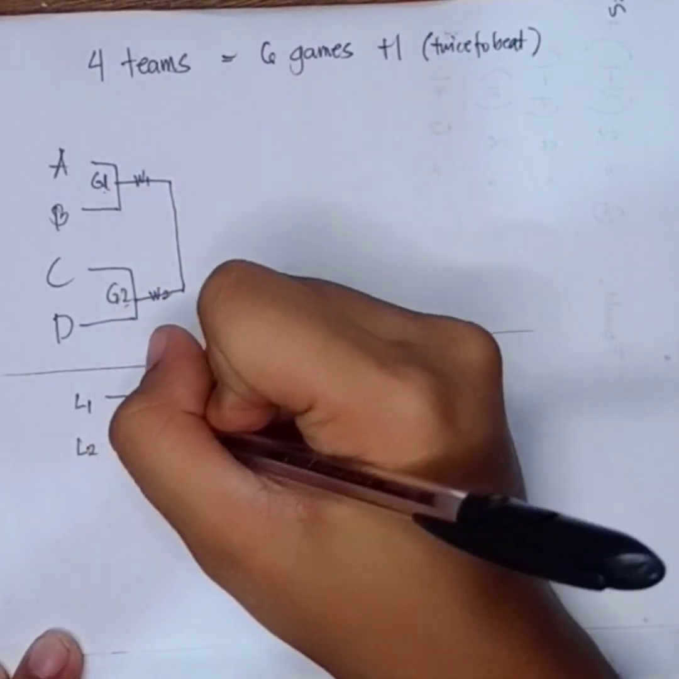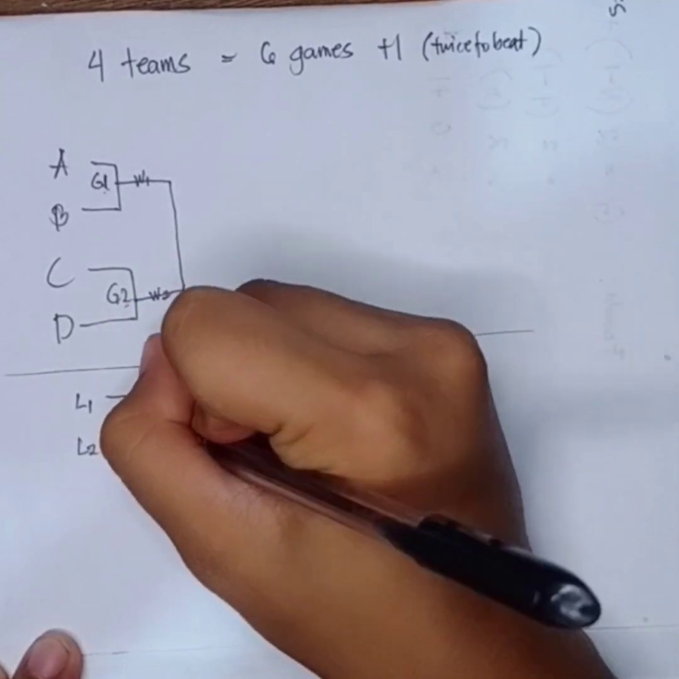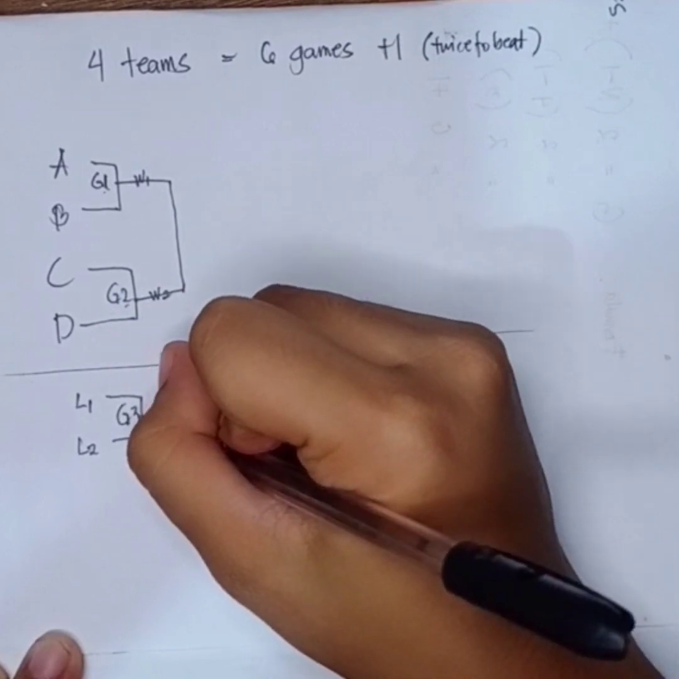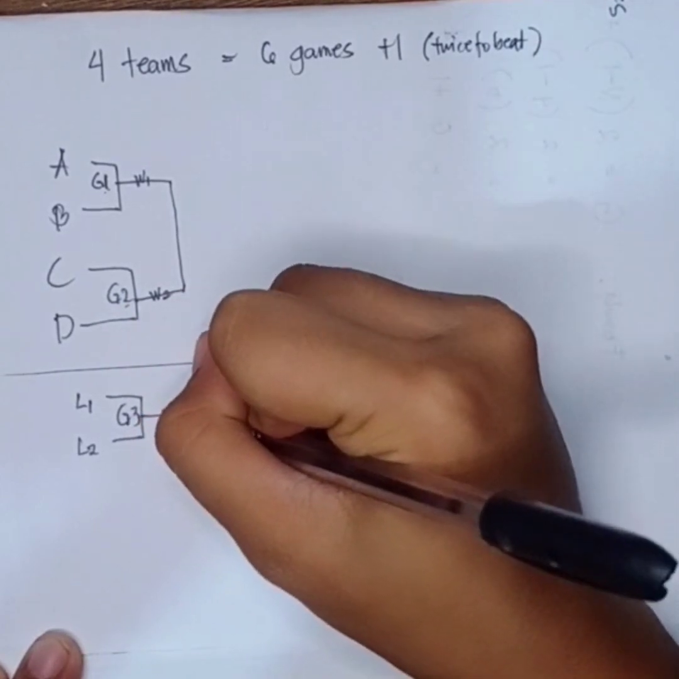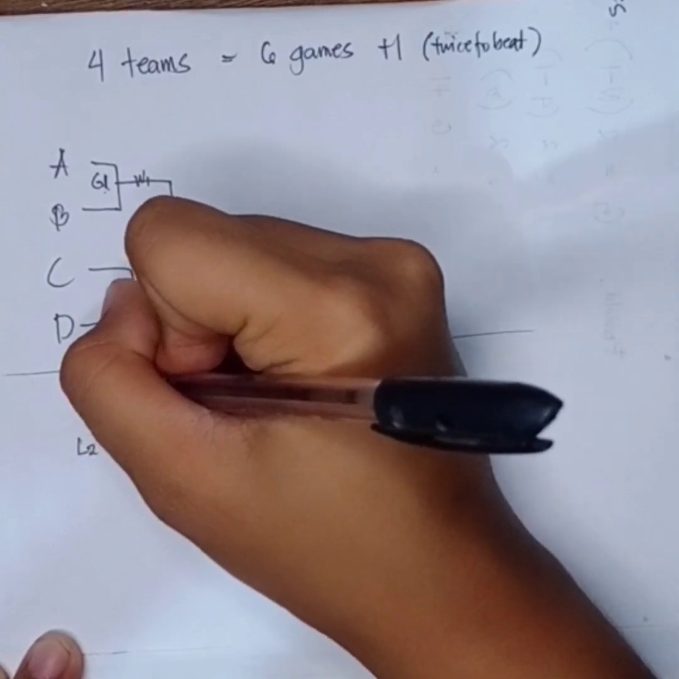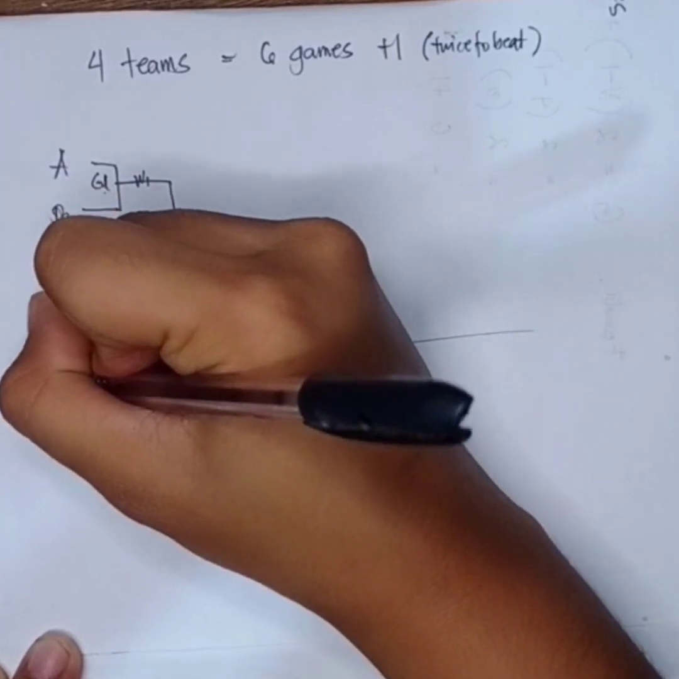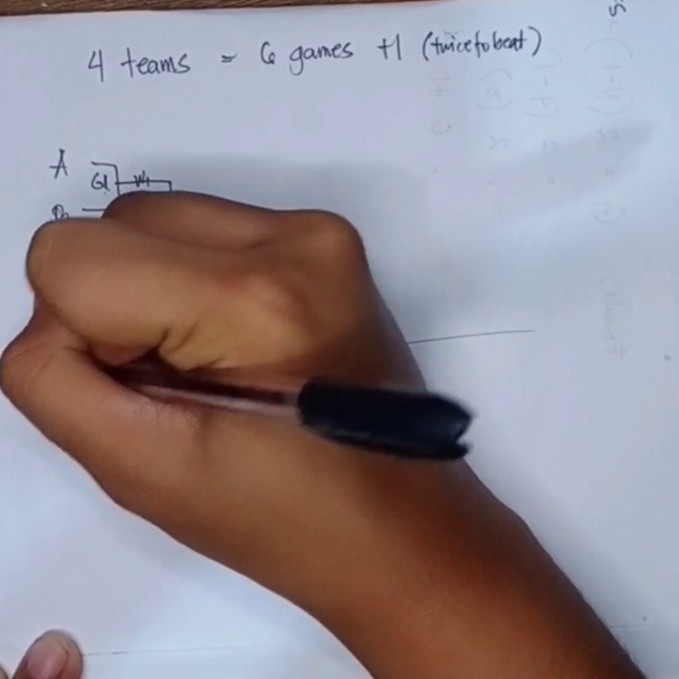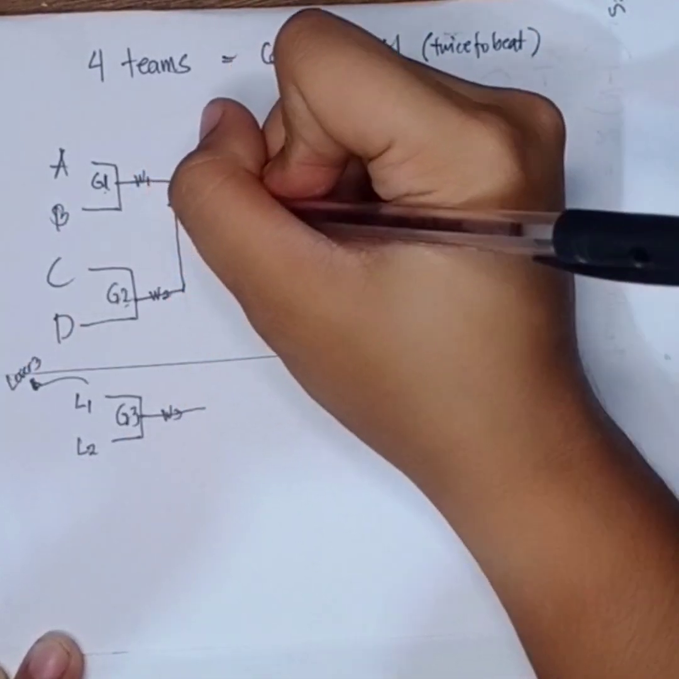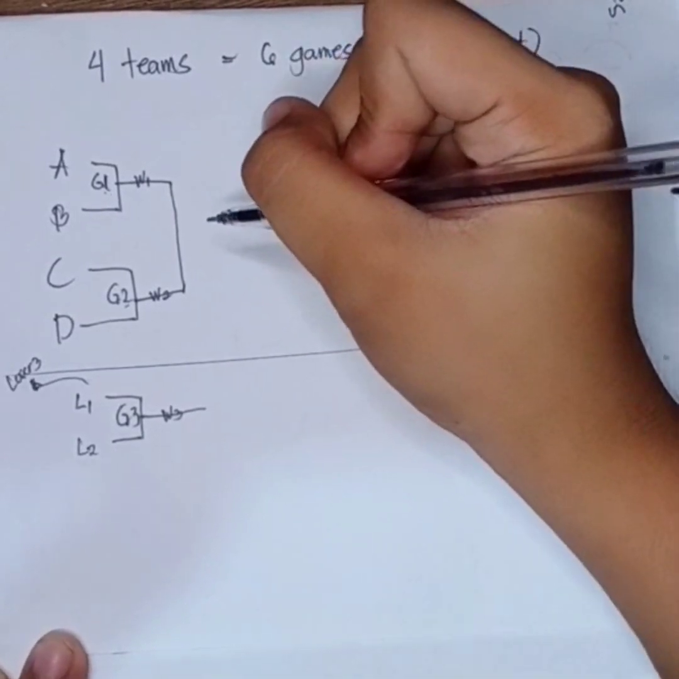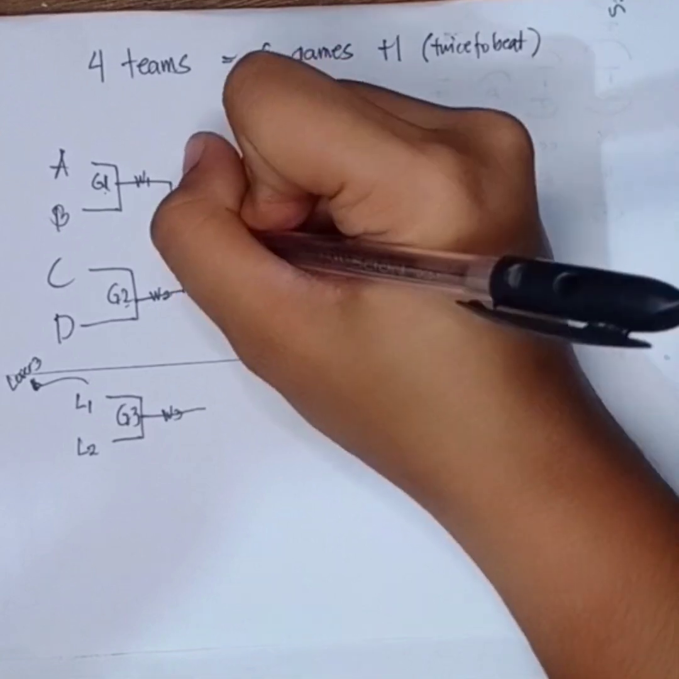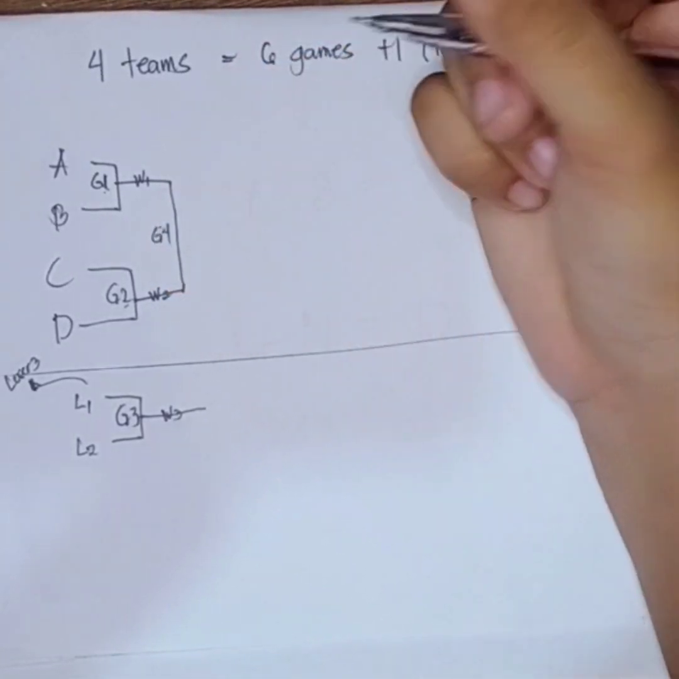Okay, let's match. Loser 1 and loser 2 will have game number 3. So for game 3, we have also winner 3, and the loser 3 on our game 3 will be automatically out of the competition. So we have to proceed to the next game. That is your game number 4. So game 3, game 4.